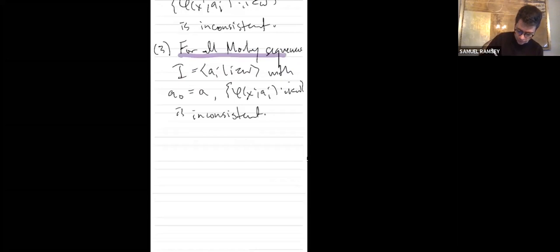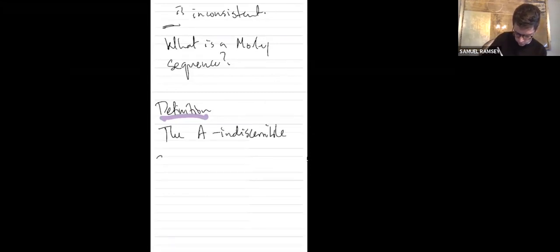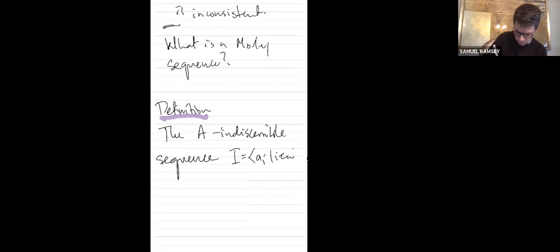So what is a Morley sequence? We're going to prove this in several steps. So the first thing is, what is a Morley sequence? Here's the definition. So the A-indiscernible sequence I, which is (ai), i less than omega. Although I write it with omega to simplify things, it could be any linear order you like. It doesn't matter.